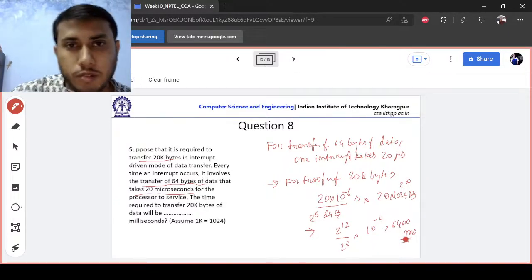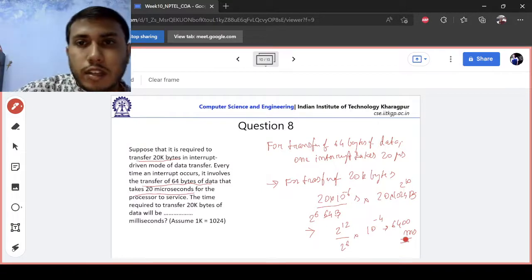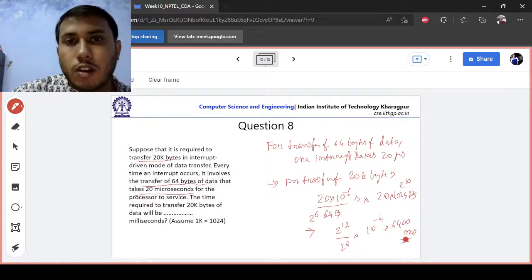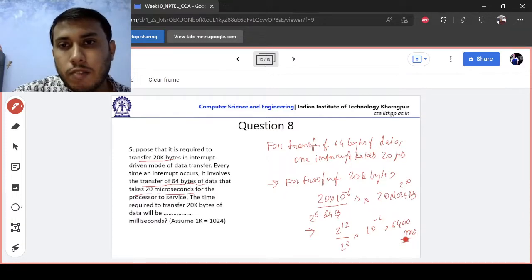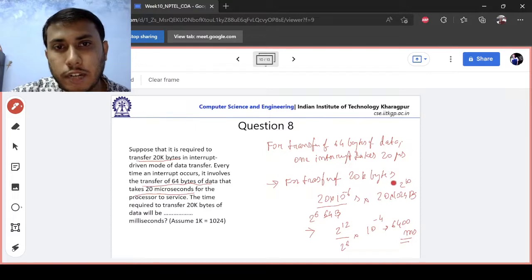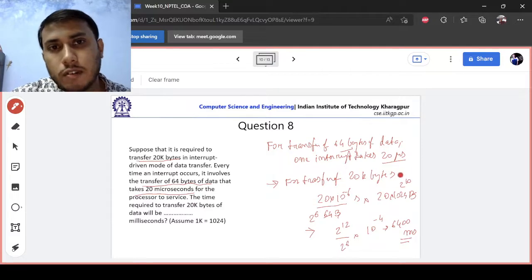So let me repeat it once more. It is given we need to transfer 20k bytes of data in an interrupt driven mode of transfer. Every time an interrupt occurs, it involves transfer of 64 bytes of data, and that takes 20 microseconds. So the total data to transfer is 20k bytes. That is 20 microseconds divided by 64 bytes into 20k bytes. So that will come down to 6400 ms.